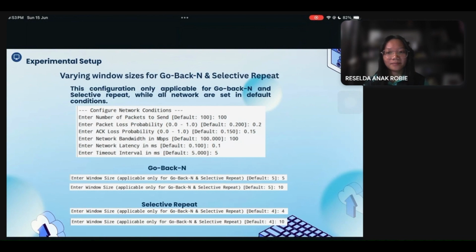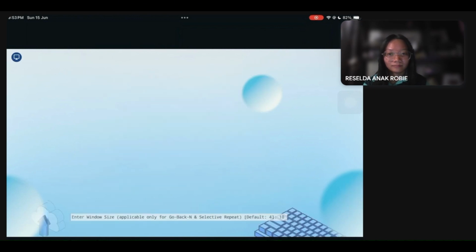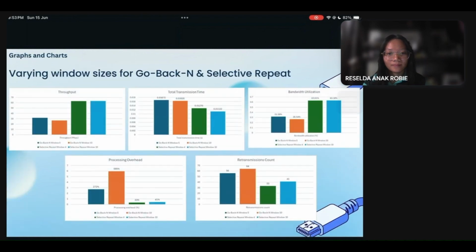And the last setup is varying window sizes for go back N and also selective repeat. This configuration is only applicable for go back N and selective repeat, while all of the network is set in default conditions. These are the results for go back N and selective repeat. This slide shows all of the graphs for go back N and selective repeat. We have window sizes 5, 10, and 4 for all of the results.